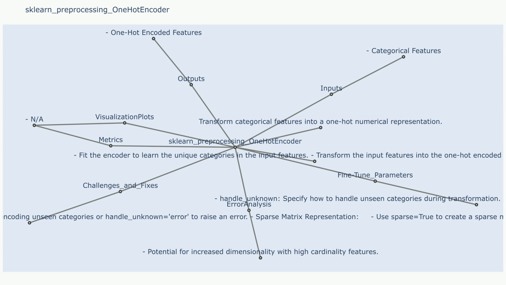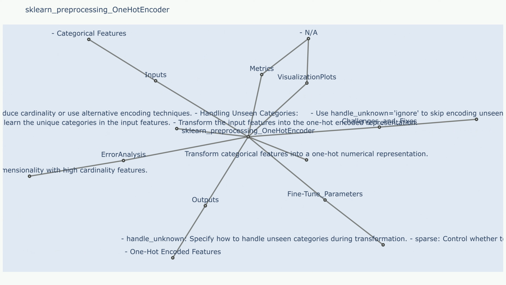Visualization plots. Visualization plot 1. Explain in detail. A heat map can be used to visualize the one-hot encoded features, showcasing the presence or absence of categories across different instances. Visualization plot 2. Explain in detail. A bar chart can be used to visualize the distribution of categories within the input data.